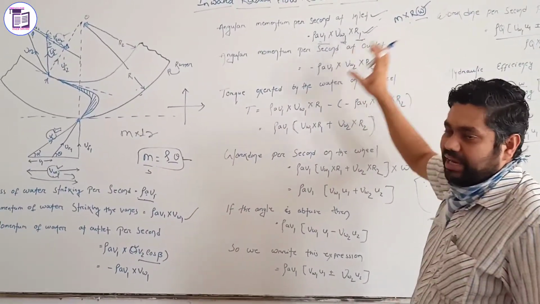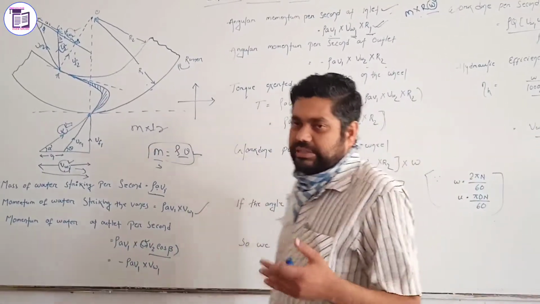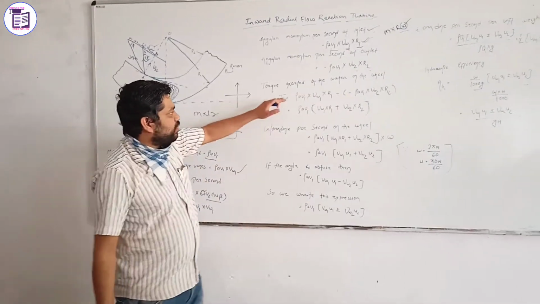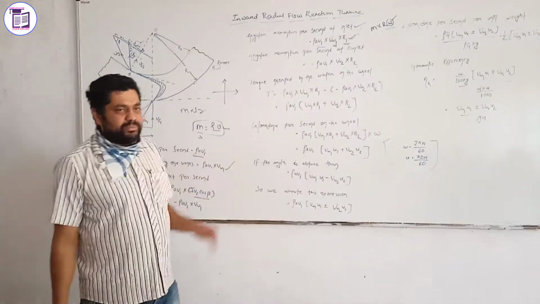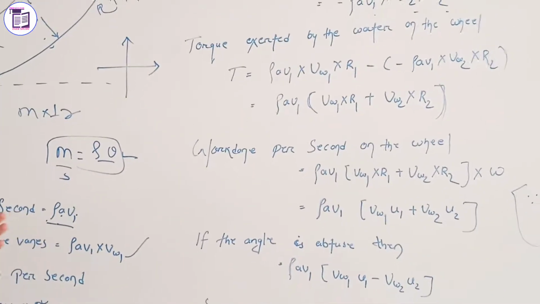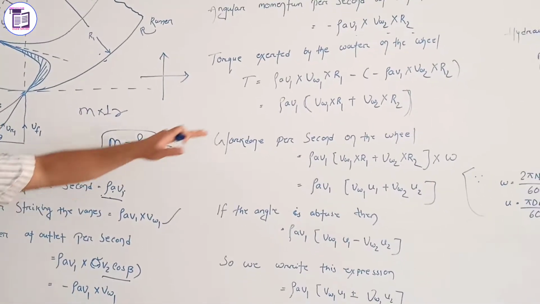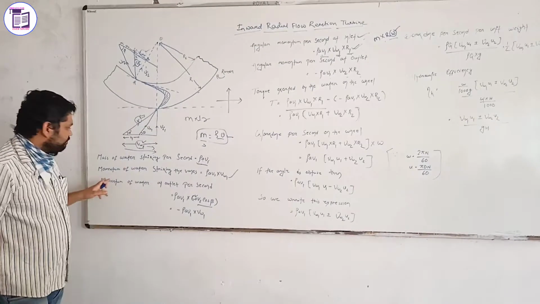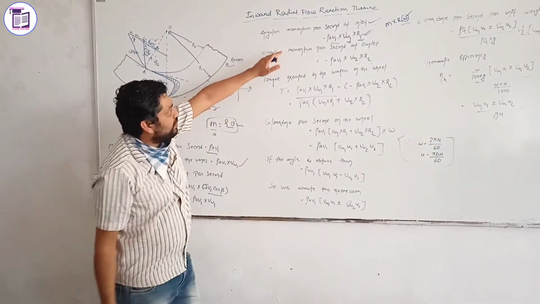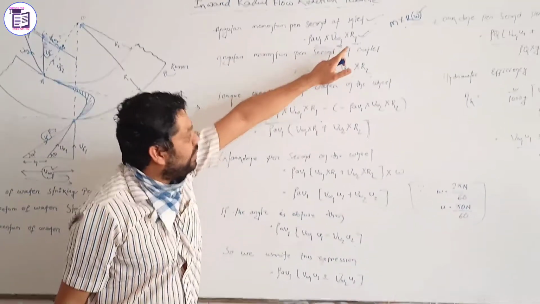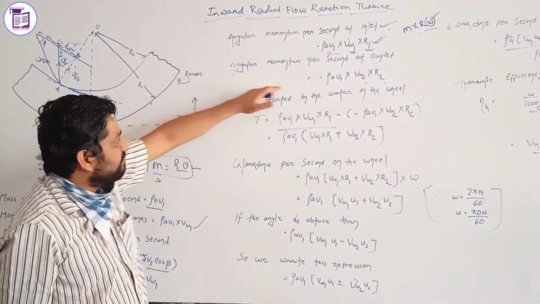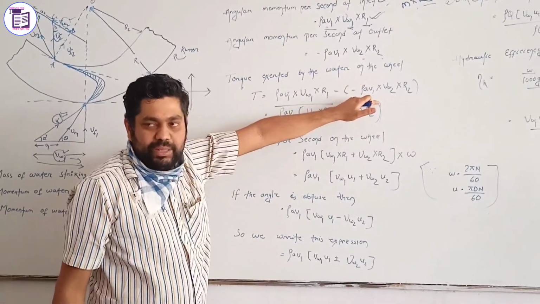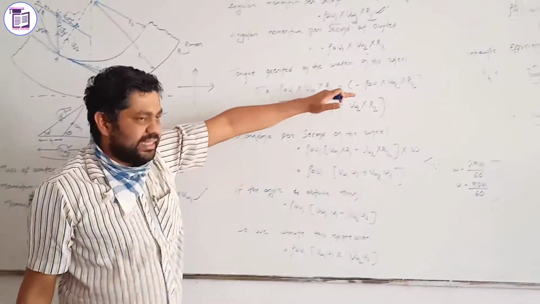Using this angular momentum, we can find the torque. Torque is the rate of change of angular momentum. Rate of change means the difference between the initial inlet section and the outlet section. So torque is equal to the angular momentum per second at inlet, rho A V1 VW1 R1, minus the outlet term, minus rho A V1 VW2 R2, which is the change in angular momentum, also called torque.